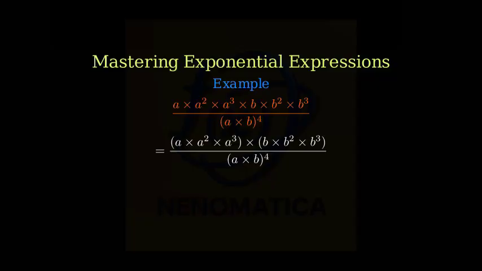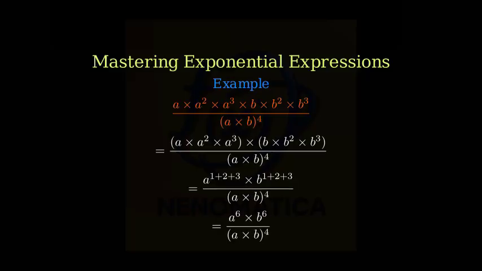Step 2. When we multiply terms with the same base, we add the exponents. So a times a squared times a cubed becomes a to the power of 1 plus 2 plus 3. Similarly, b times b squared times b cubed becomes b to the power of 1 plus 2 plus 3. Our expression is now a to the sixth power times b to the sixth power, all over open parenthesis, a times b close parenthesis to the fourth power.